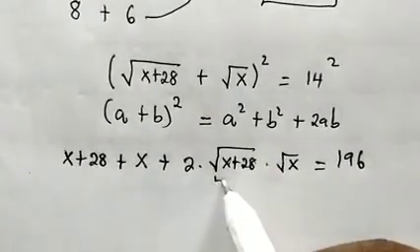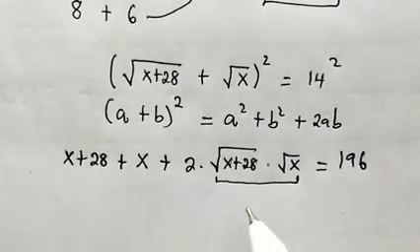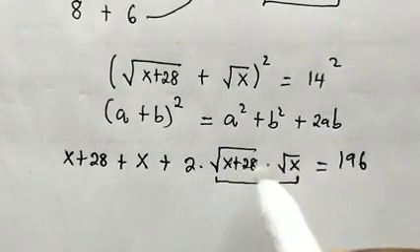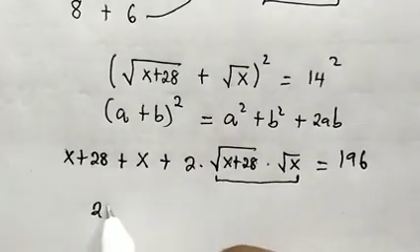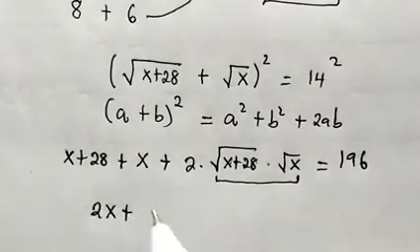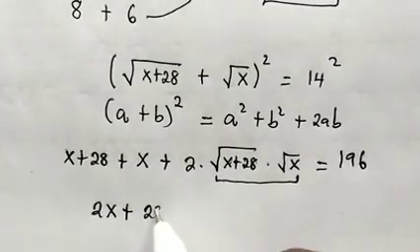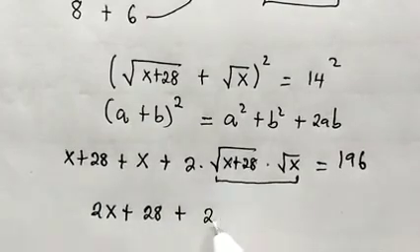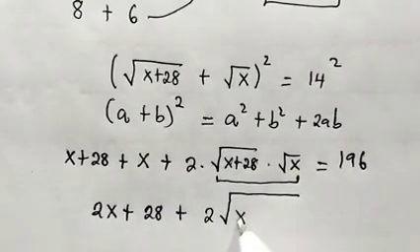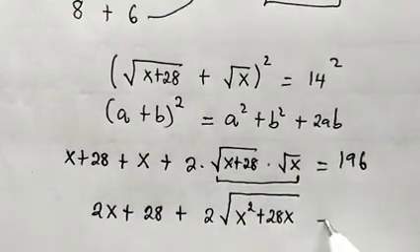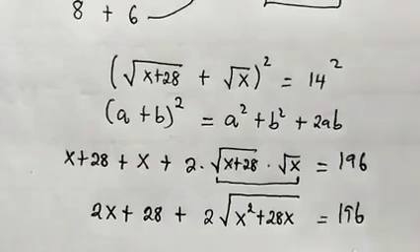From here, we have 2 radicals, so we can write that as the square root of x times x plus 28. Here we have x plus x, which is 2x, plus 28, plus 2 times the square root of x times x plus 28, which is the same as x squared plus 28x. So this is equal to 196.